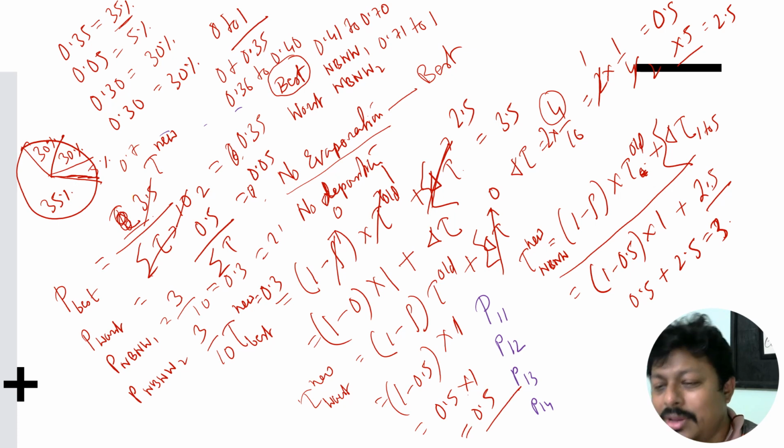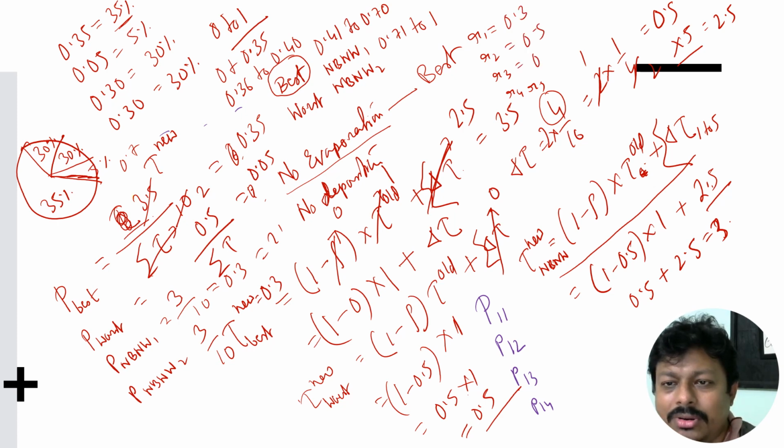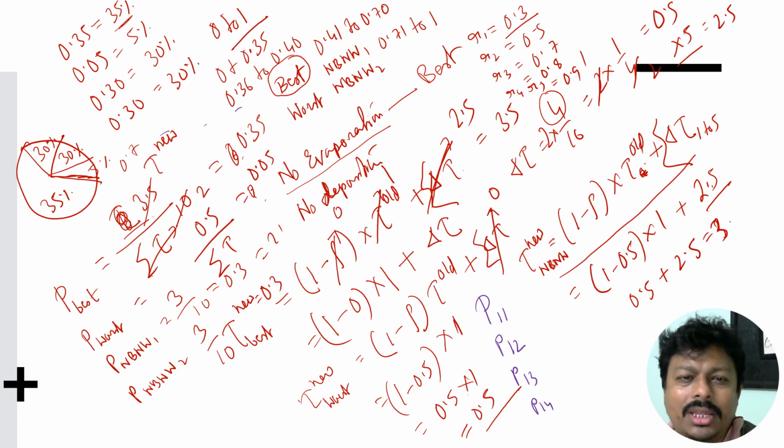Then next, we have 5 ants, so again you generate random numbers R1, R2, R3, R4, R5. Suppose R1 is 0.3, R2 is 0.5, R3 is 0.7, R4 is 0.8, R5 is 0.9. Now what will happen? R1, 0.3, falls into this first division, this one, 0 to 0.35. So you move to N1, right? That is the way it will work.